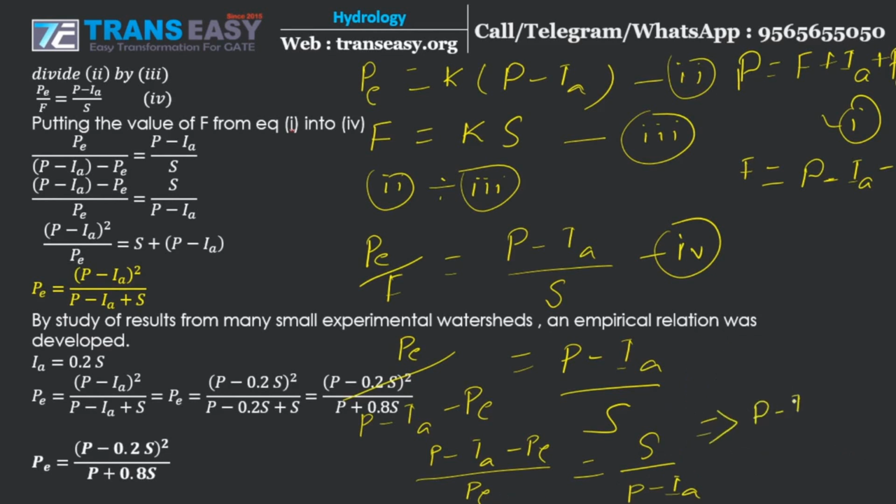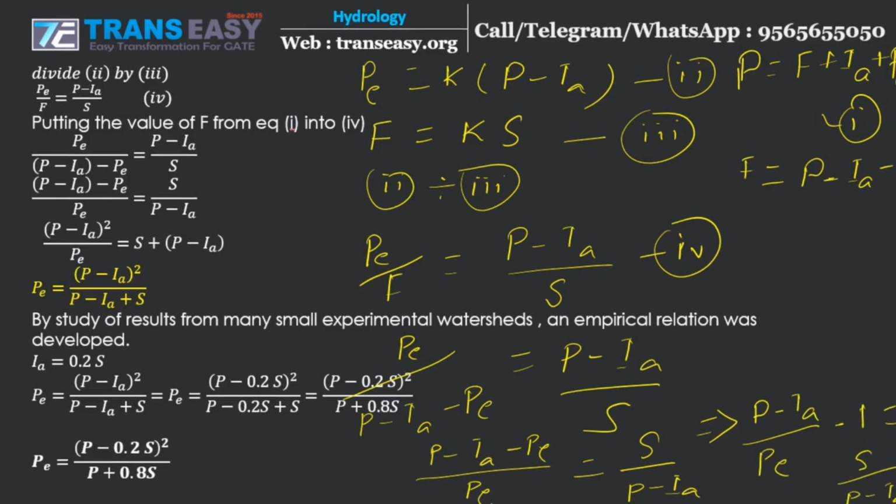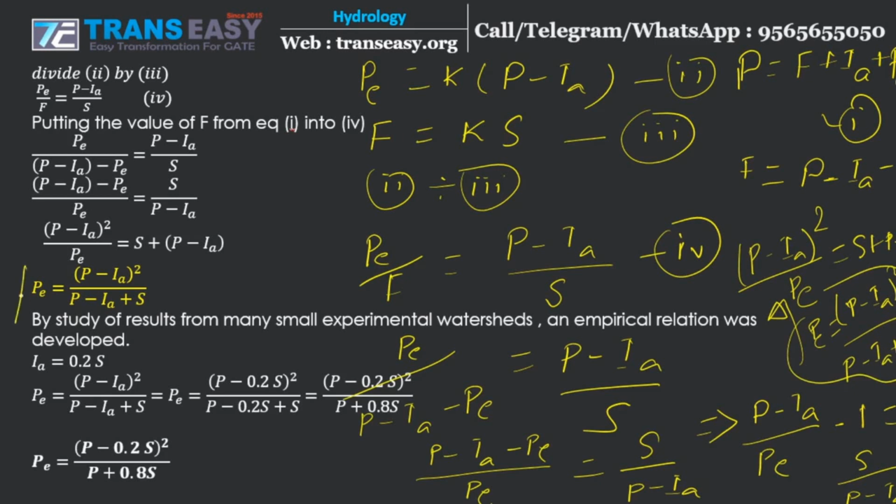Friends, here this will give (P − IA)/(PE − 1) = S/(P − IA). From here, what will you get? (P − IA) whole square upon PE is equal to S plus P minus IA. At last I have written P minus IA. Done. So PE becomes (P − IA)/PE from this relation: PE is equal to (P − IA) whole square upon (P − IA + S). So this is the result. Dear students, here we have the result.